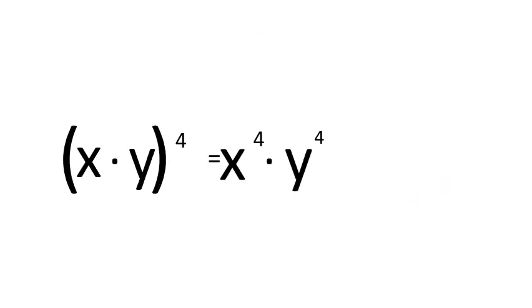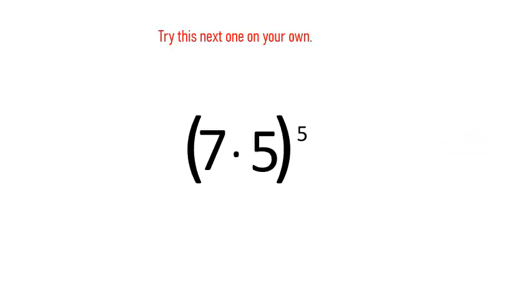In this case, we have two different variables inside of parentheses. They're being multiplied, and we have an exponent outside of the parentheses. So in this case, we rewrite with both variables having the exponent. So x times y to the 4th power would equal x to the 4th power times y to the 4th power. Using real numbers, we have 4 times 10 to the 12th power. We rewrite it as 4 to the 12th power times 10 to the 12th power. Try this next one on your own.